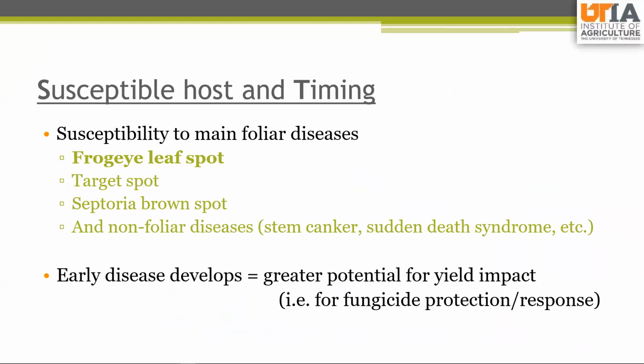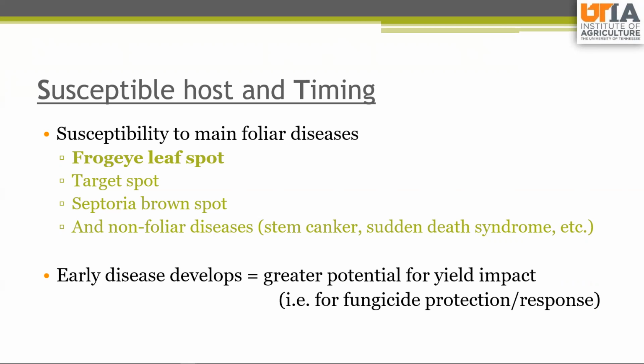Moving on to our other two factors, susceptible host and timing. The susceptibility to our main foliar diseases will influence that fungicide response, again with the main focus being on frog eye leaf spot. Note that non-foliar diseases like stem canker or sudden death syndrome, which do show symptoms on the leaves, are not going to respond to a foliar fungicide. So again, use that guide.utcrops.com site to make sure you're identifying the right disease that would respond to a fungicide.